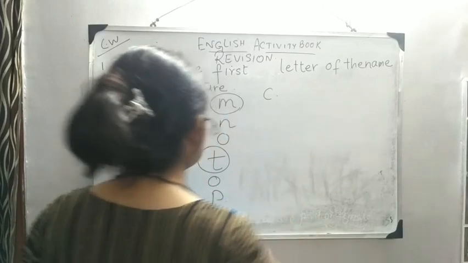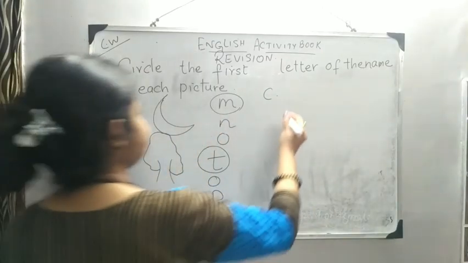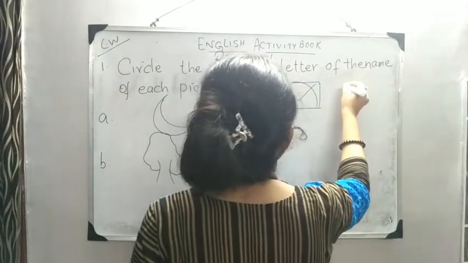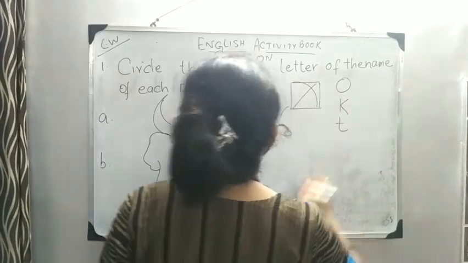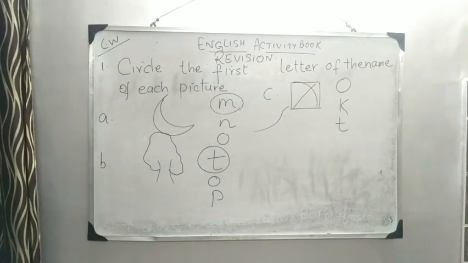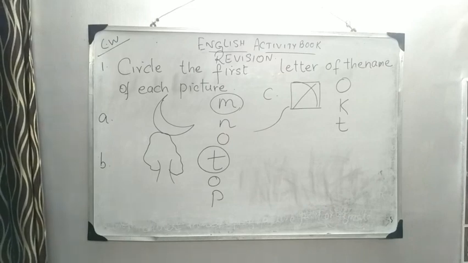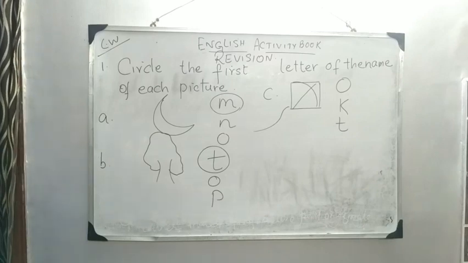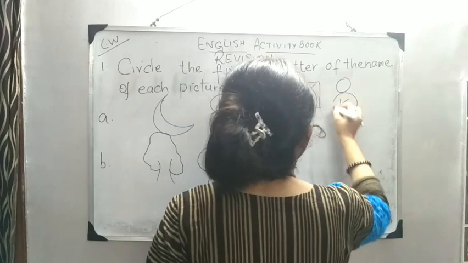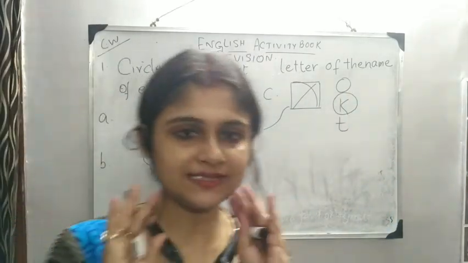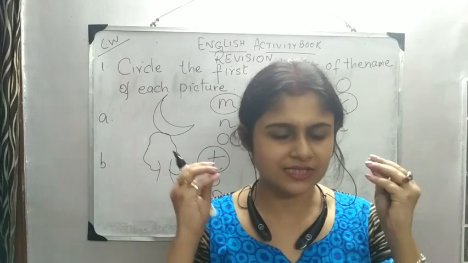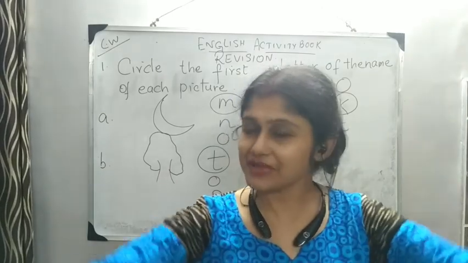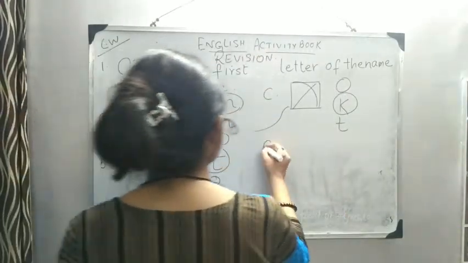Now come to question number C. What should I draw? Tell me this. You will always see it in the sky. What is this? Tell me fast. This is a kite which can fly high. So, circle K. K-I-T-E. So, you have to learn the spellings well, UKG, right? You have to learn two letter words, three letter words, then four letter words, five letter words, six letter words, and many more, right?